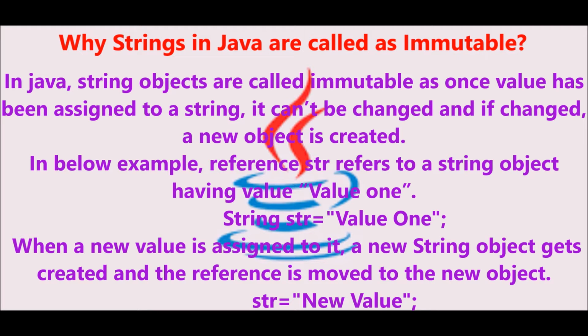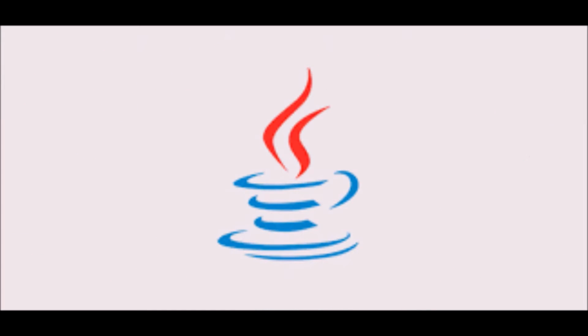In the below example, reference str refers to a string object having value 1. String str equals "value 1". When a new value is assigned to it, a new string object gets created and the reference is moved to the new object. str equals "new value".